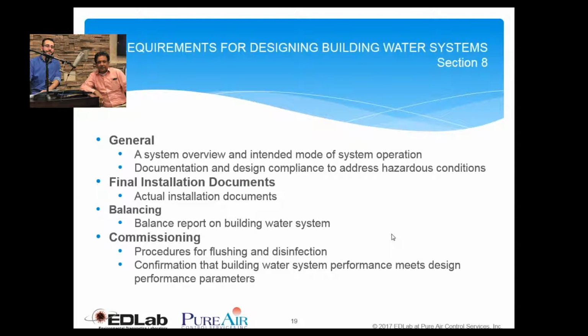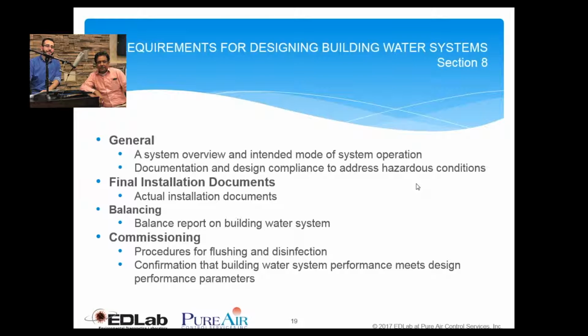We'll move on to section 8 now. Dr. Sai, can you elaborate more on the requirements for the design of building water systems? Well, the design of building water systems is elaborated in section 8 of ASHRAE 188. But generally speaking, a system design overview and intended mode of system operation is where we need to pay attention. And the documentation and design need to be available to everybody who is in that building to identify the hazardous condition, etc.